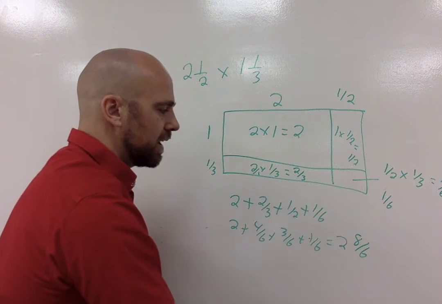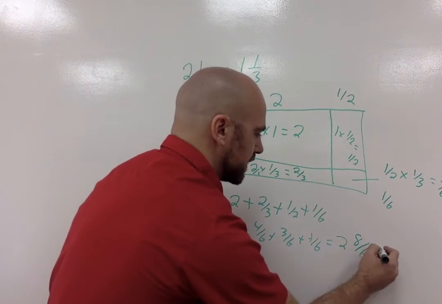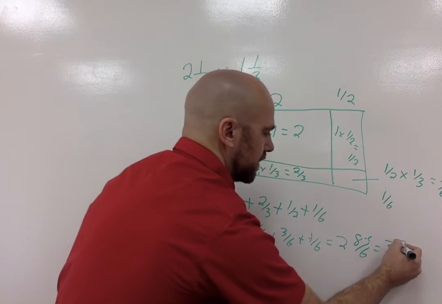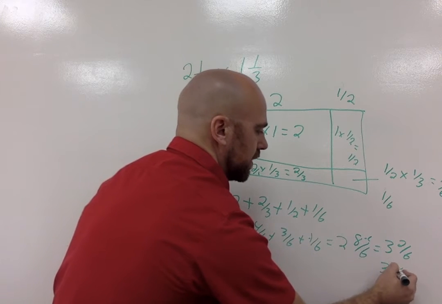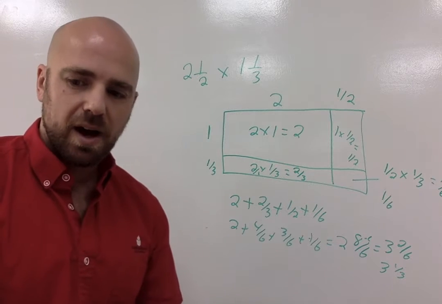I can take out an entire 6, 6 out of 6, so now that's going to give me 3 wholes. I subtract 6, and I'm left with 2/6. That can be reduced by 2, so 1/3. So that becomes my answer.